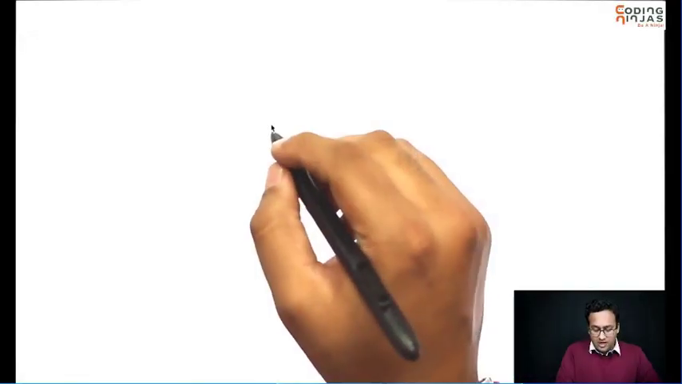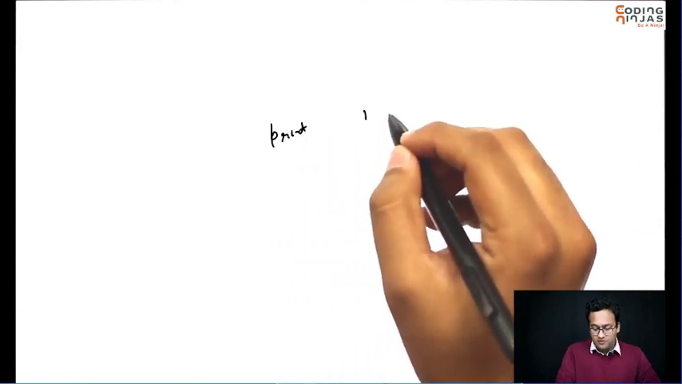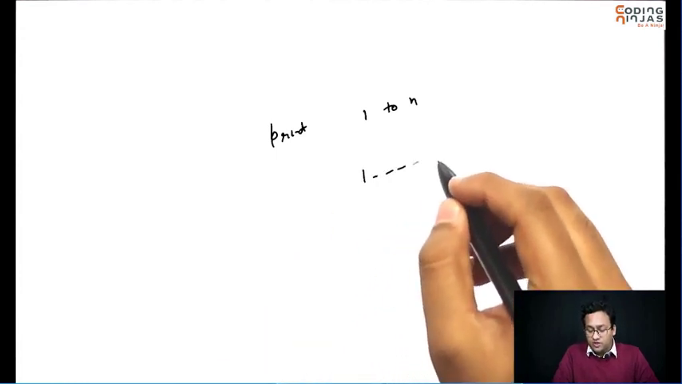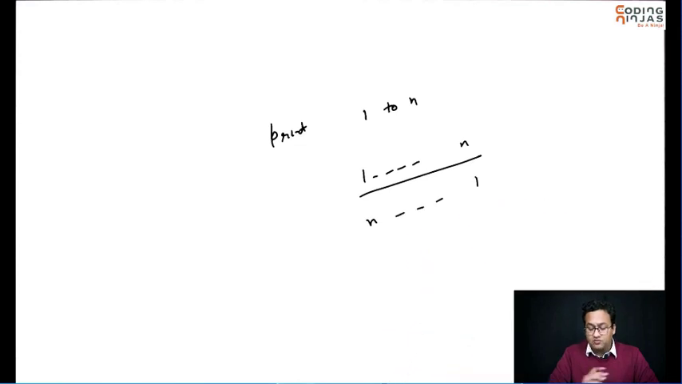Hi. So in this session, I want to talk about another problem and we'll solve it in two different ways. I want you to print numbers from 1 to n. Your function will get an input n, and then you need to print numbers from 1 to n. I want to print it this way, and I also want to print it the other way. I want to print it both ways.